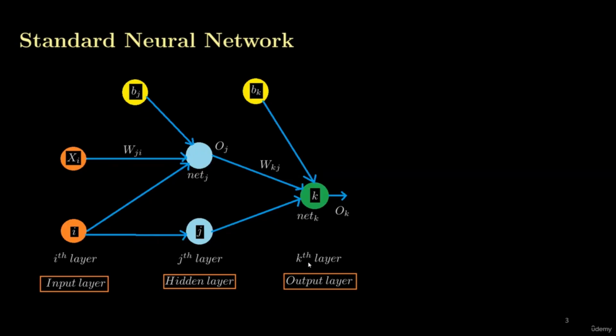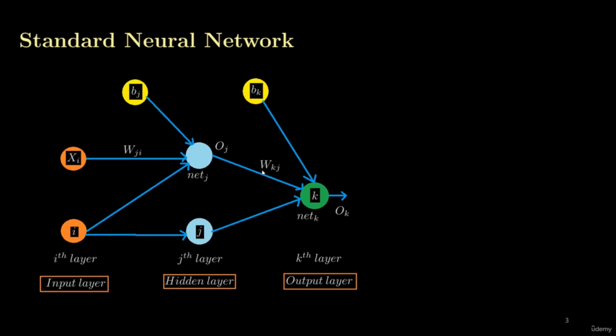Now we can see that there is a weight between the input layer and the hidden layer. If you see the subscript in the weight, it is Wji. So I is the first layer and J is the second layer. If we move from I to J, that is in the forward direction, then we are moving from the input layer to the hidden layer. So in the weight, the subscript of the hidden layer or the second layer will come first, and the subscript of the input layer will come second.